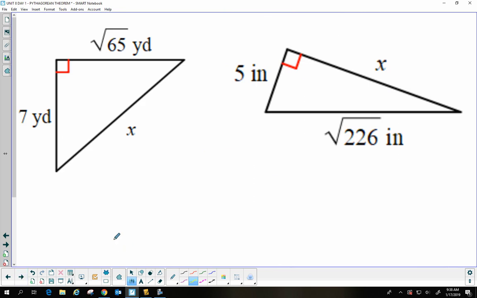So quick, tidy review of Pythagorean theorem and how to use it. Here's 2 questions to try. Find the missing leg or the missing hypotenuse in each of these 2 triangles. If you have questions, ask in class, and I will answer them.